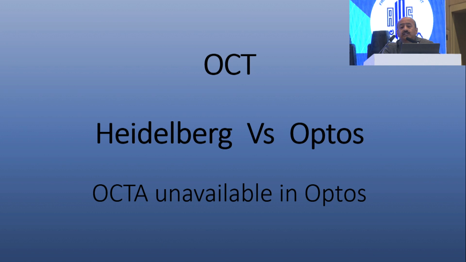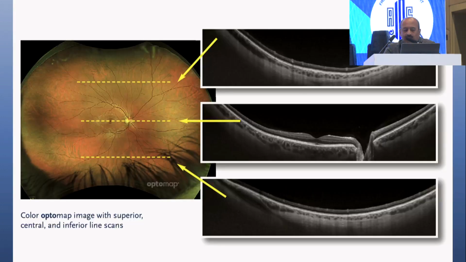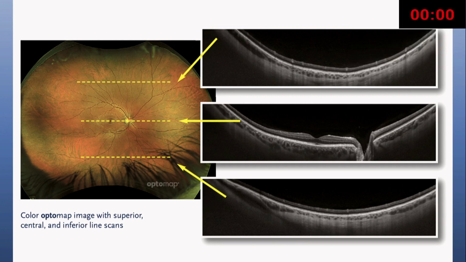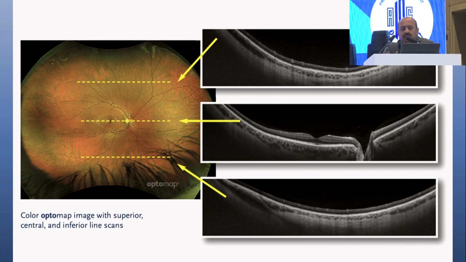So the next modality which we want to compare is the OCT, Heidelberg versus Optos. Now at the outset, the OCTA technology is still not available, but it will be available in the Optos. But the advantage with the Optos technology for the OCT is that anywhere in the fundus you can take your cursor and view the OCT sections of any part of the fundus. That's a very huge advantage. It may not be relevant for day-to-day practice that much, but for research and other purposes it's extremely useful.